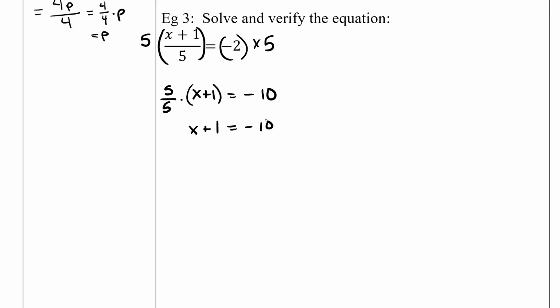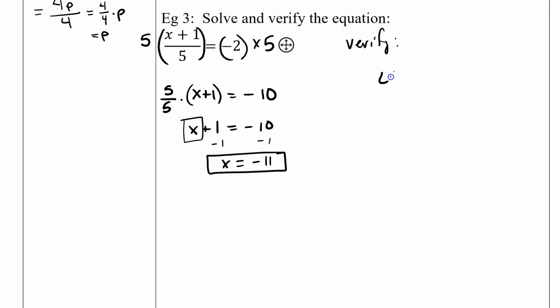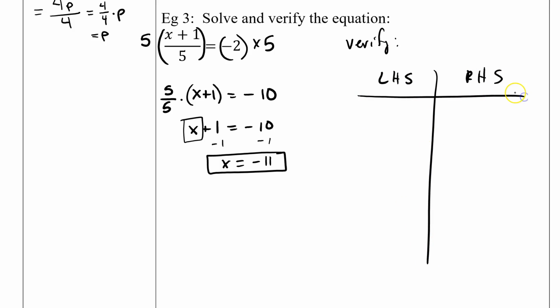This is again just a one-step equation. We need to isolate that variable, so I'm going to subtract 1 from both sides. X equals negative 11. Now let's verify it. The original equation states x plus 1 over 5, and the right-hand side is negative 2. I'm going to substitute in negative 11 for x. Negative 11 plus 1 over 5.